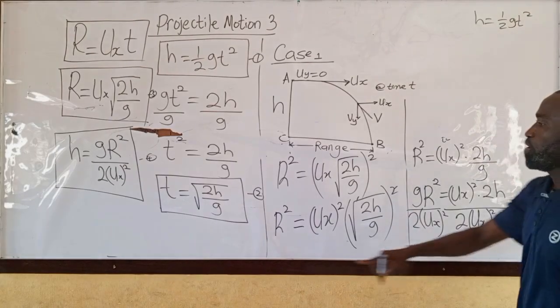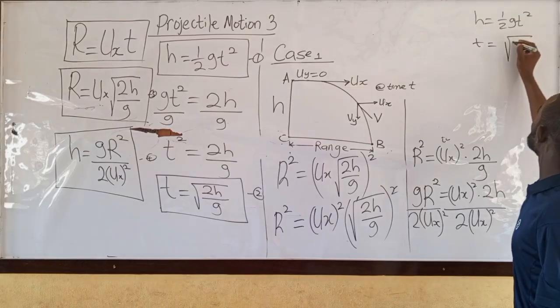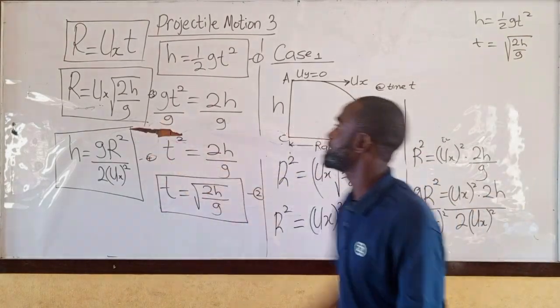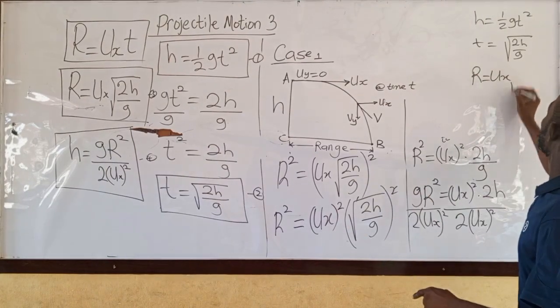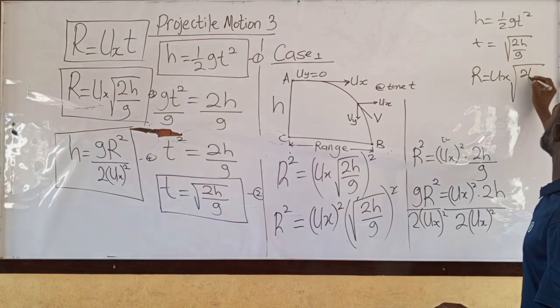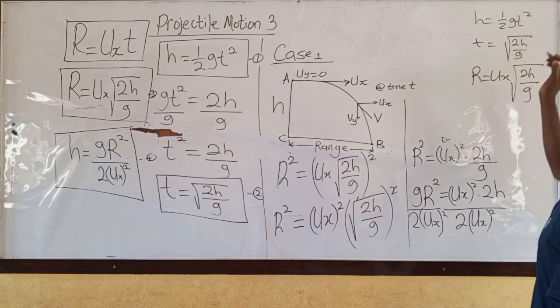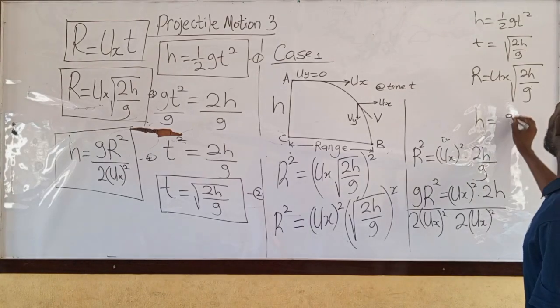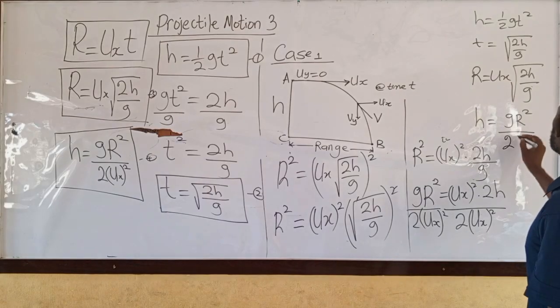RGT squared. What is the one? Time taking. We have the root of 2h all over g. What is the third one? The range. We have our range equals Ux, the root of 2h all over g. Then the last one, we have our h equals to our gr squared all over 2u of x all squared.